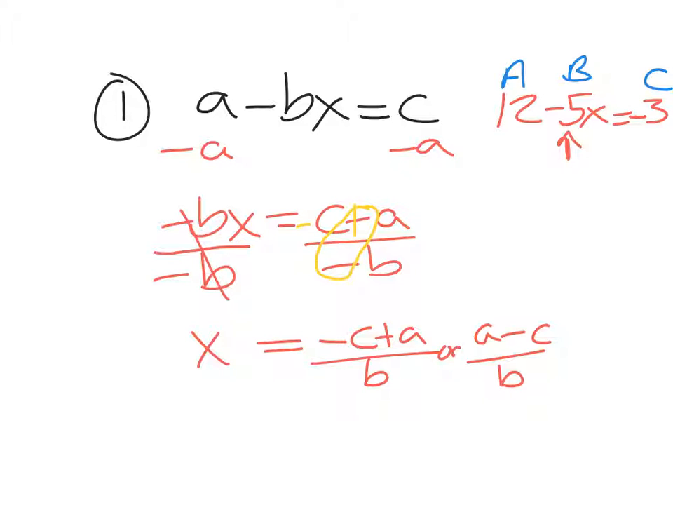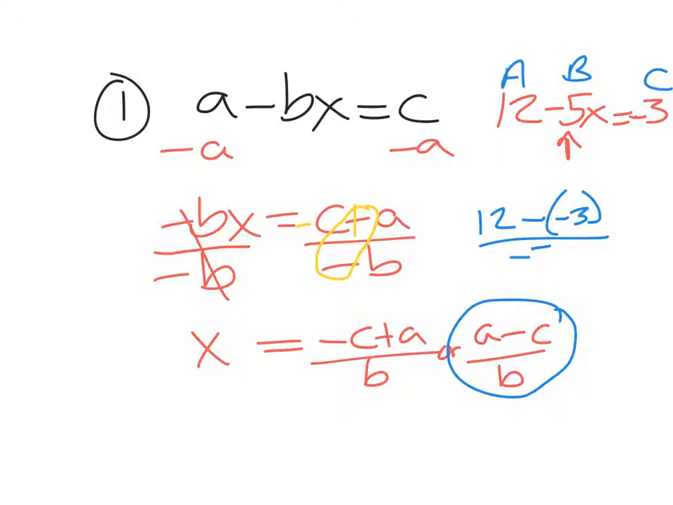So once you have your equation, I'm going to use this one. All I did was flip the a and the c on the same side, so it's a minus c. That just makes the mental math easier. So a is 12 minus, what's c? Negative 3, divided by b, which is negative 5. Well, we have a negative next to a negative, so that makes it a positive.